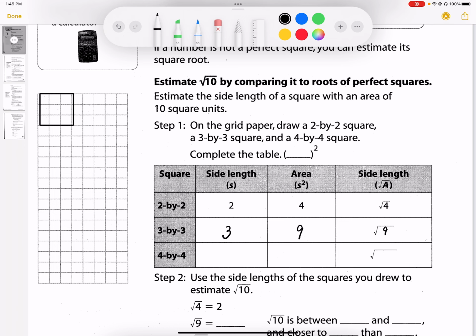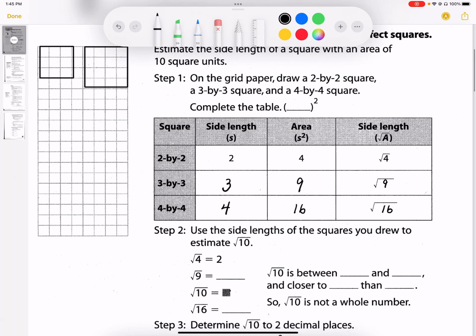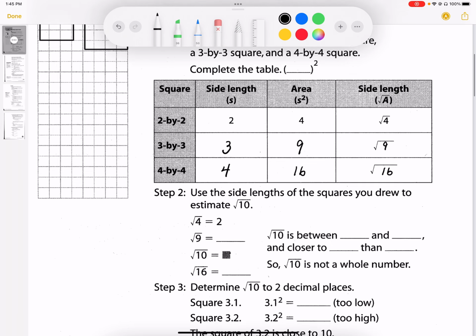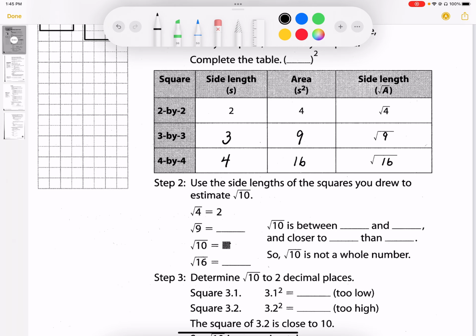And then the 4 by 4 is going to have a side length of 4, so 4 by 4 square. When I draw it in, it has 16 squares when I count it up. And so for the side length, I take 16 and I square root it. So what we can do then is use that to estimate side lengths of non-perfect squares.